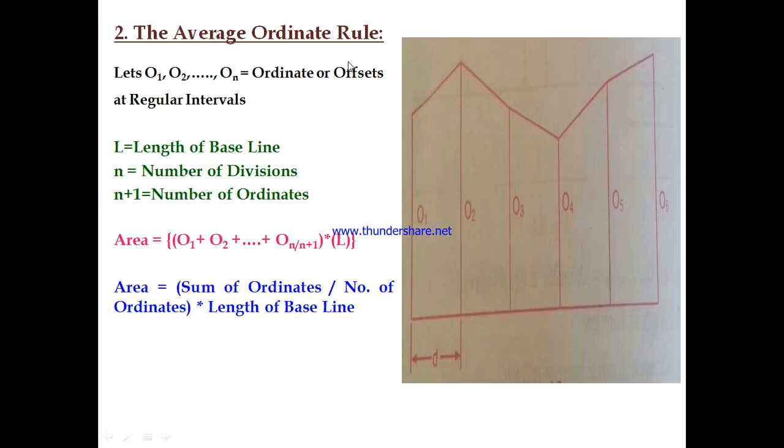Moving to the average ordinate rule, here we just need to follow the same principle as we followed for the mid ordinate rule. The only difference here is that we are taking the average of ordinate values. So here we are calculating the area on the basis of O1 plus O2 up to On, and then we are dividing it by n plus 1 into L. In this manner we are calculating the value.